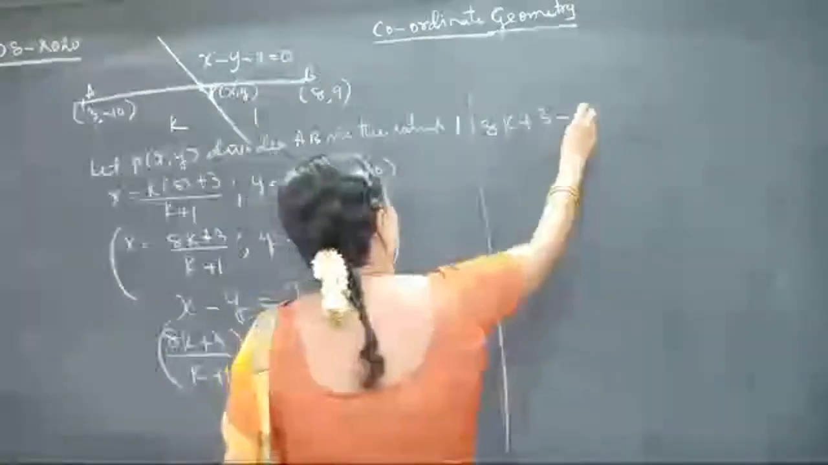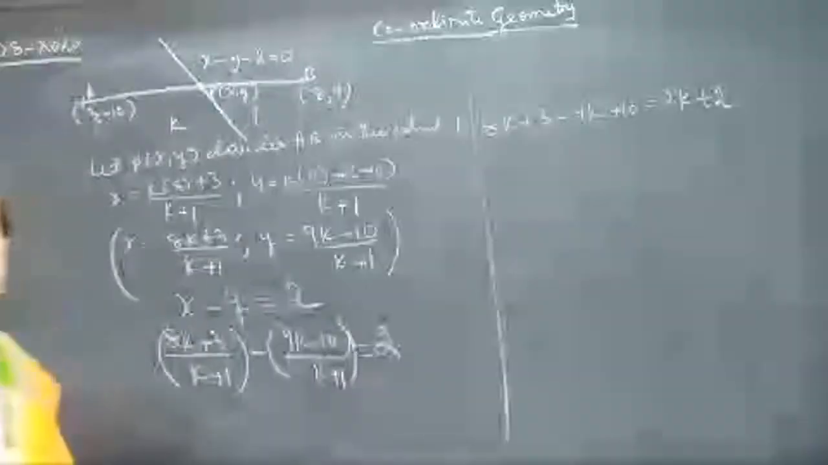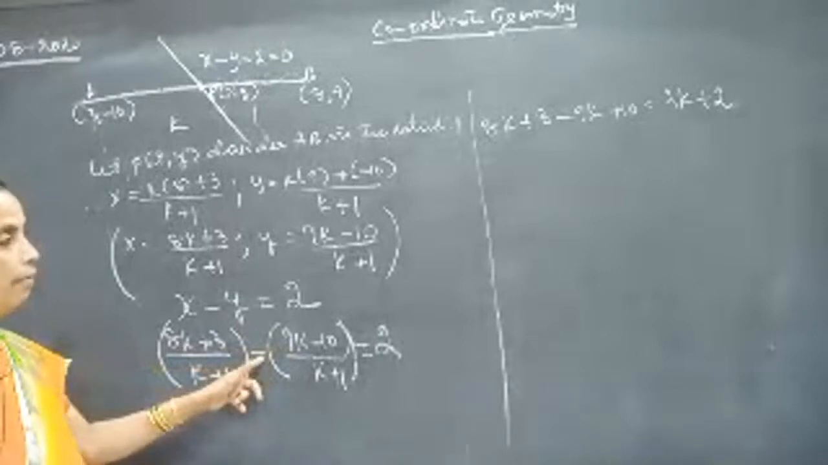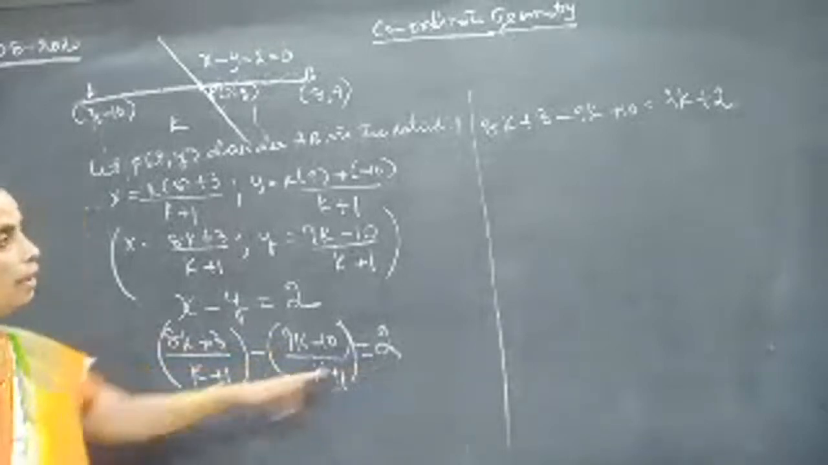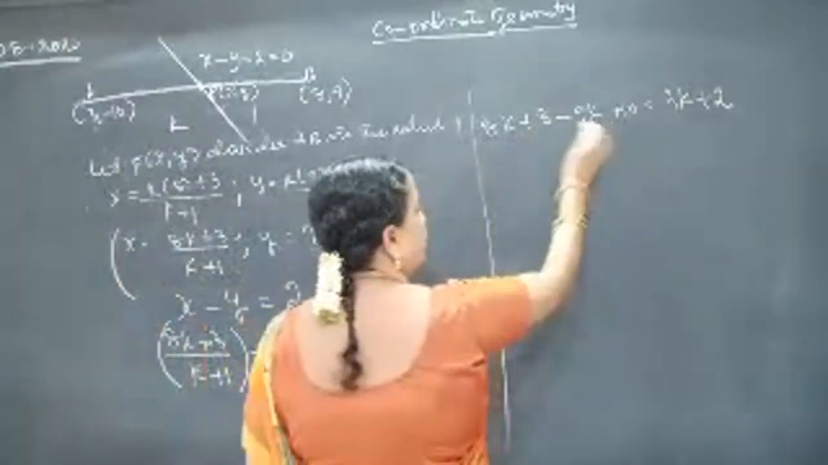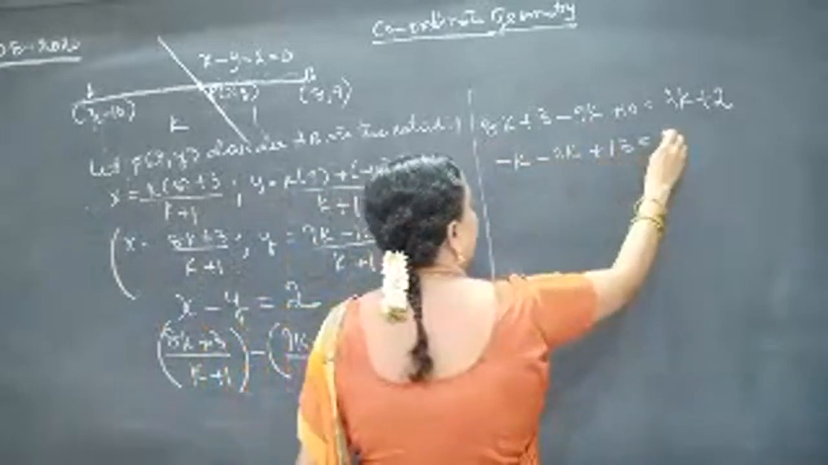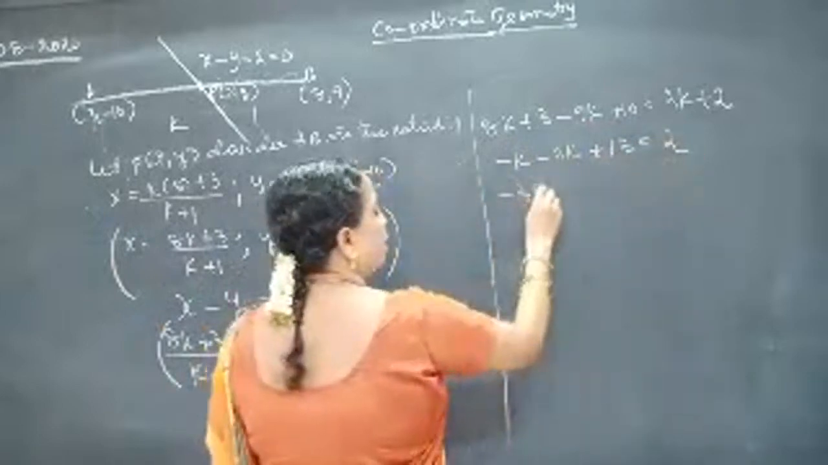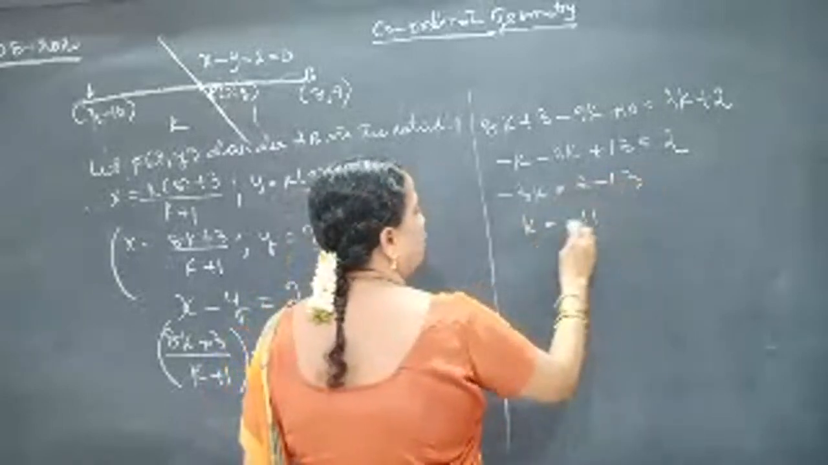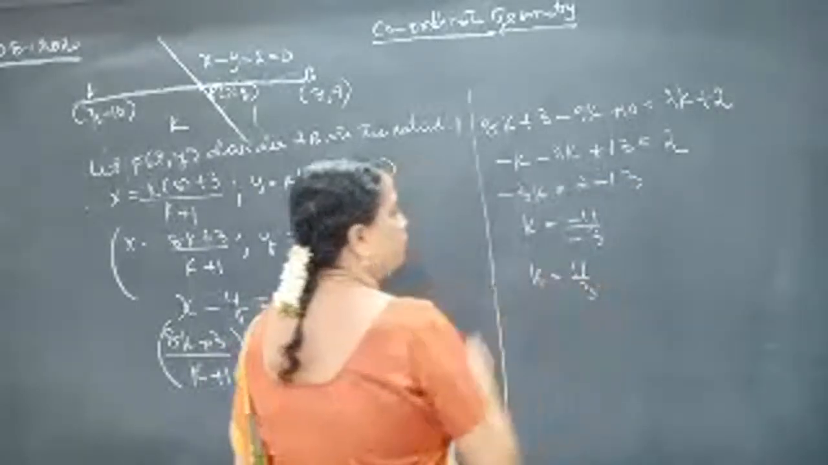8k plus 3 minus 9k, this is already minus 10. It becomes, see how we have got? Taking the denominator same, removing the bracket by multiplying with the negative, cross multiplying with the RHS value, we get this equation: 8k minus 9k is minus k, minus 2k plus 13 equals 2. Minus 3k equals 2 minus 13. k equals minus 11 by minus 3. k equals 11 upon 3. Check it once.